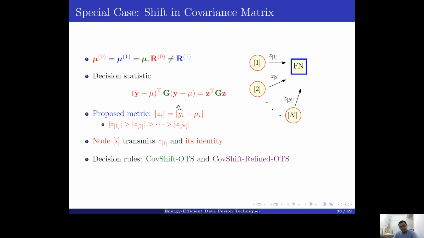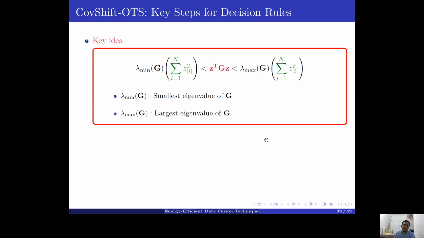Now, since the proposed metric is |Zi|, the node will transmit Zi and its identity to the fusion node when its turn to transmit comes. Now, we have two decision rules for the shifting covariance matrix case. We call them CovShift-OTS and CovShift-Refined-OTS. Now let's see what they are one by one.